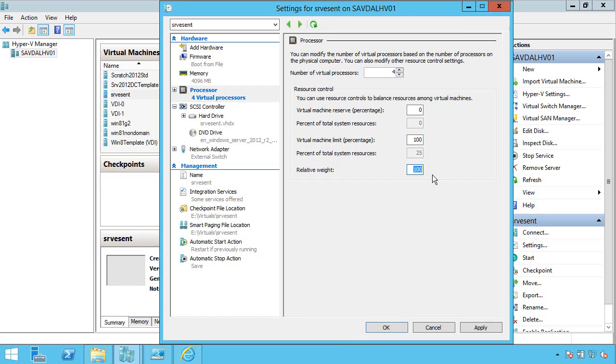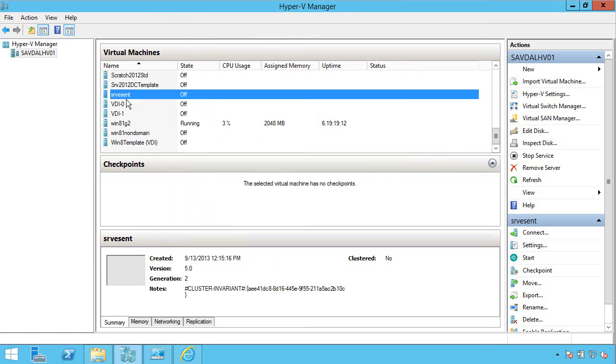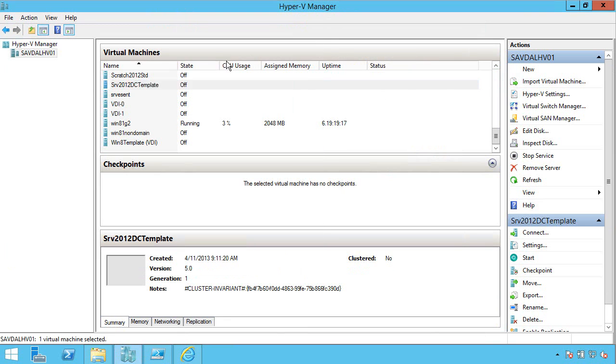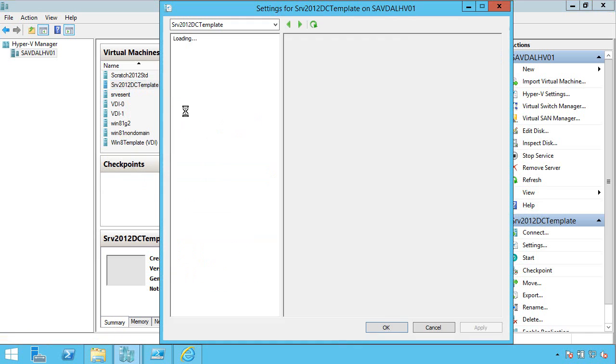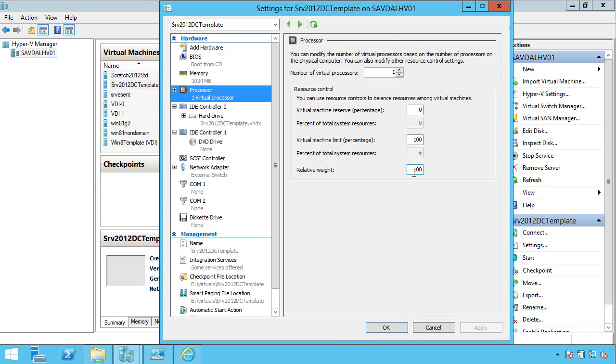This relative weight is really used in times of contention. So suppose I have too many virtual machines and there's just not enough processor resource available. The relative weight controls how much CPU time I get compared to other virtual machines. So if I have a relative weight of 100 and another virtual machine had a relative weight of 200, the one with 200 will get twice as many CPU cycles as the one with 100. It's just letting me balance who's more important than others.